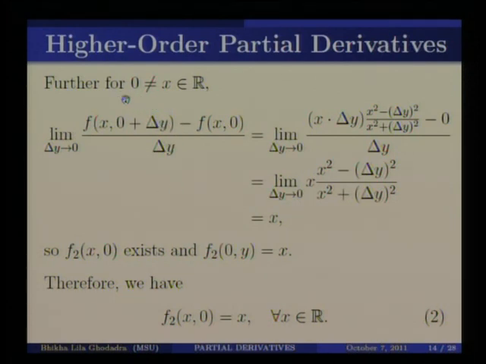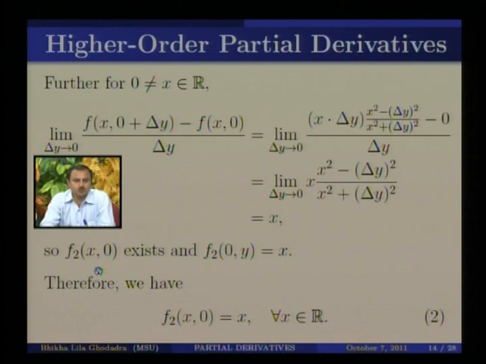Now let us look at the derivative f2 at (x, 0) when x is not equal to 0. So for any x not equal to 0 in R, we want f2 at (x, 0), so we have f(x, 0 plus delta y) minus f(x, 0) upon delta y. That can be seen because now you have here (x, delta y), so by definition it is x into delta y into x squared minus delta y squared upon x squared plus delta y squared, minus 0, upon delta y, and so delta y is cancelled.